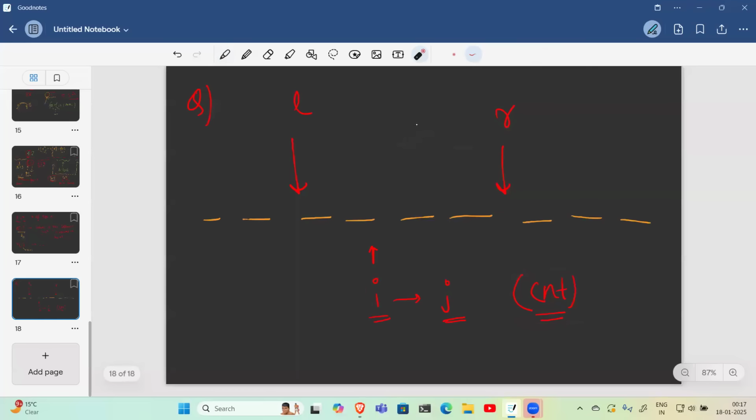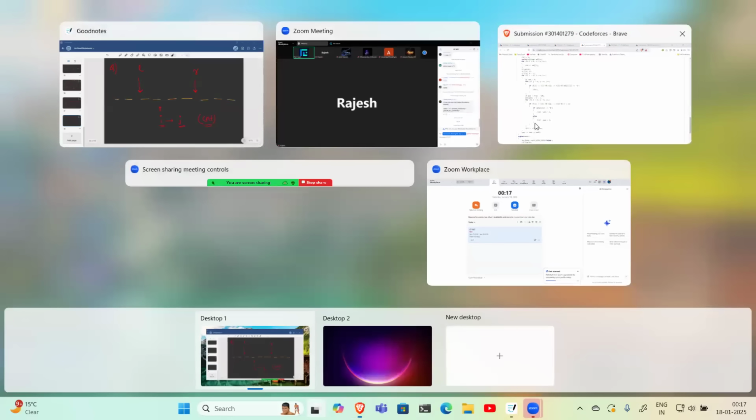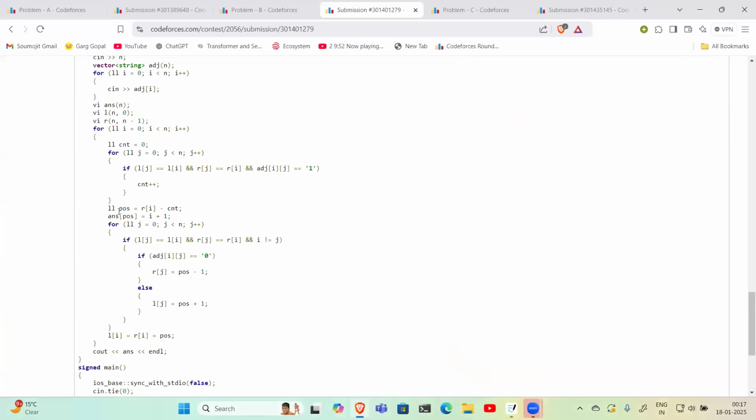If CNT is 1, I need to store it at R minus 1 so that I leave one extra space for that extra element which will come to the right. So that is what I've done. If you look at the code, I've kept the position as R minus CNT and I've marked answer[pos] as I plus 1. So basically, I am populating this answer array, which I will print at the end.